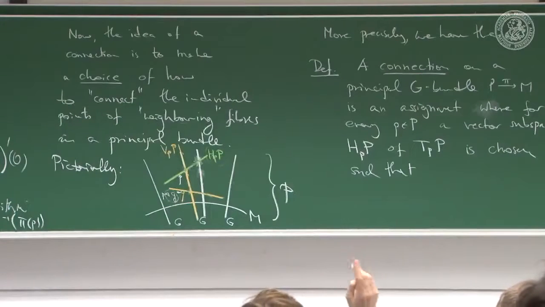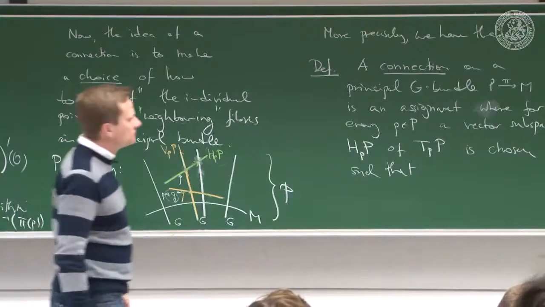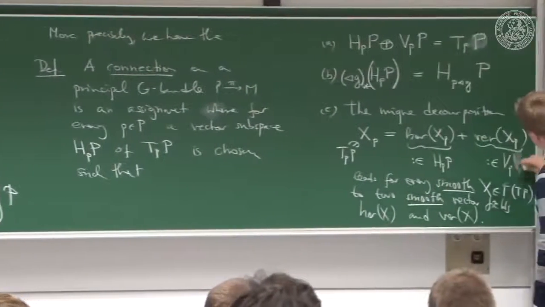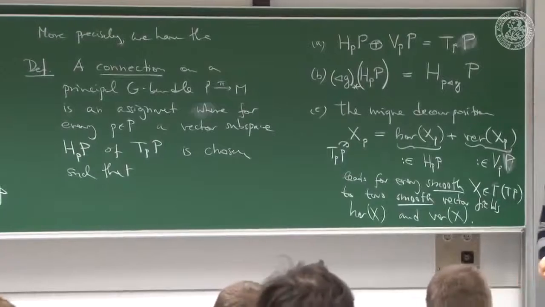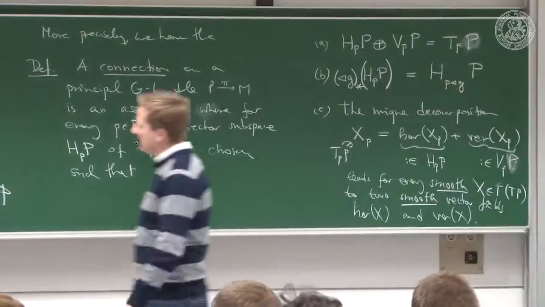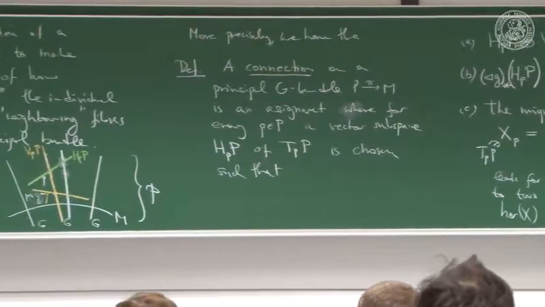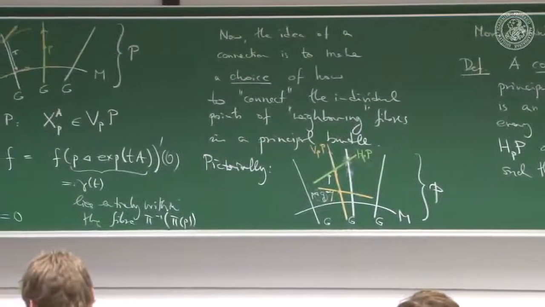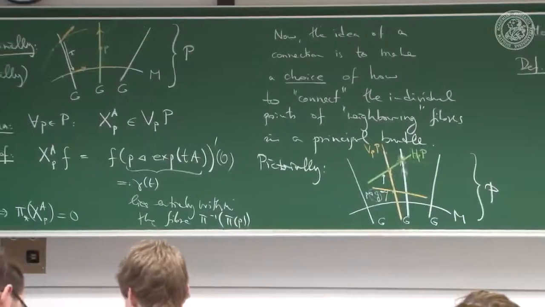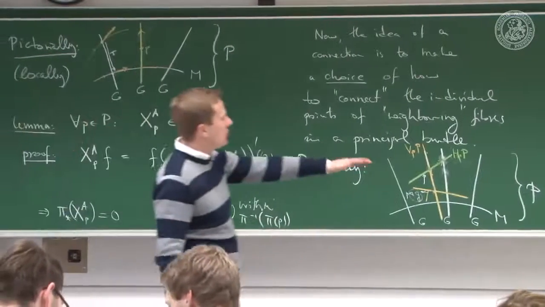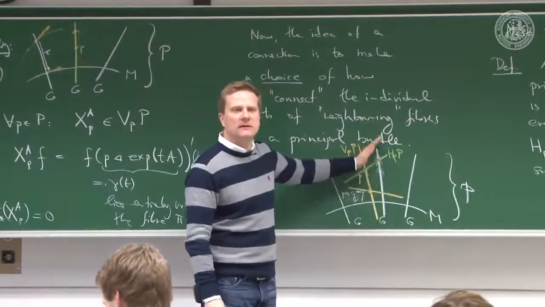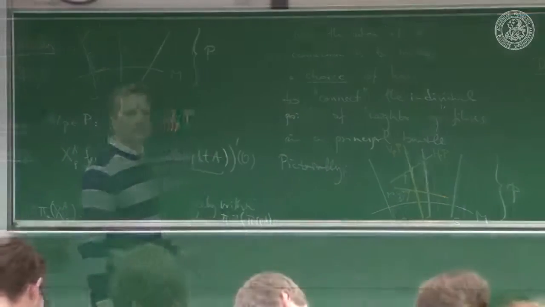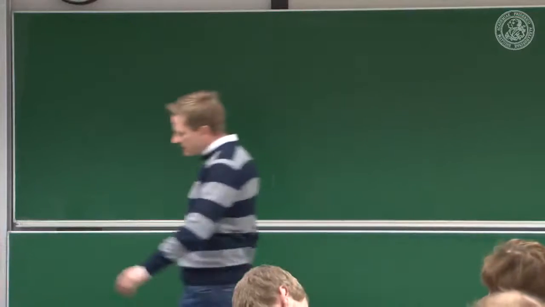Okay. Yes? What is V_P P? Sorry. P. It's the vertical subspace of the principal bundle at the point P. Okay? So this just formalizes the intuition we had here. Nothing more, nothing less. So there's an important caveat.